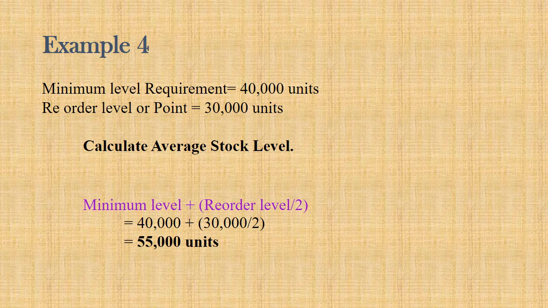We know the average stock level formula is minimum level plus reorder level divided by 2. So minimum level is 40,000 units and reorder level is 30,000 units divided by 2. So you get 55,000 units as the average stock level required.